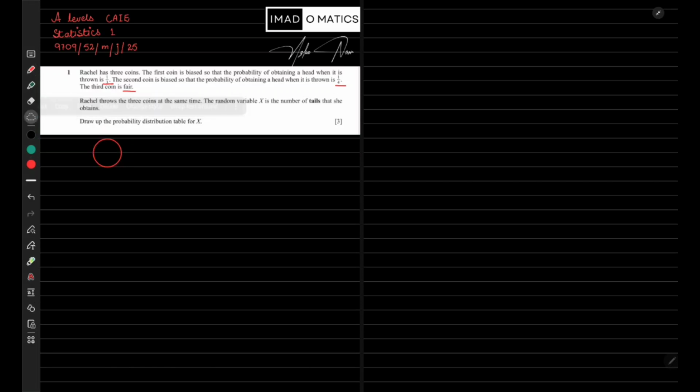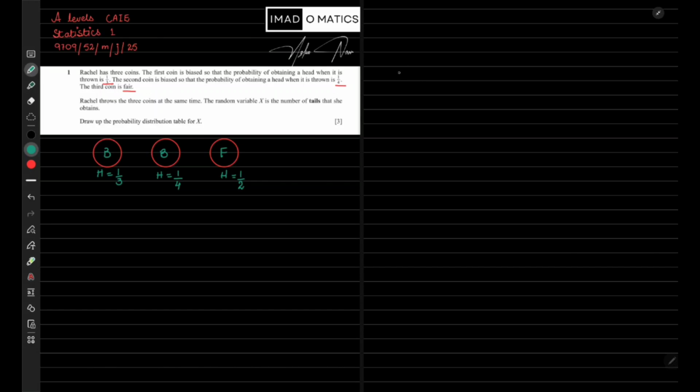So these are your 3 coins. The first is biased, the second is also biased, and the third is a fair coin. The probability of getting a head in the first one is 1/3. In the second one, the probability of obtaining a head is 1/4, and obtaining a head in the last one is 1/2 because it is a fair coin.